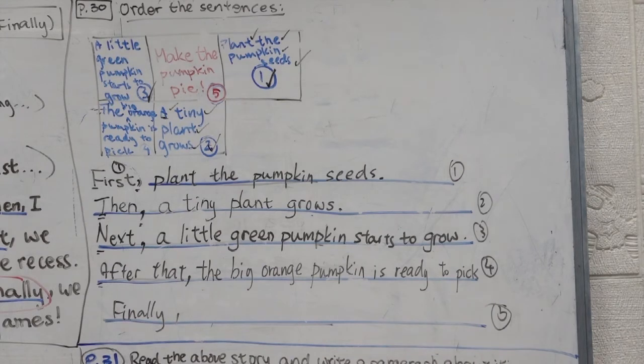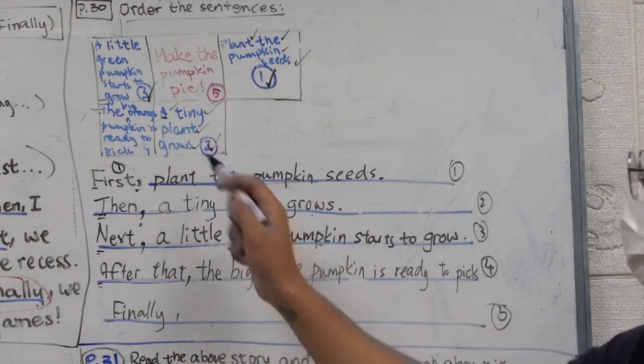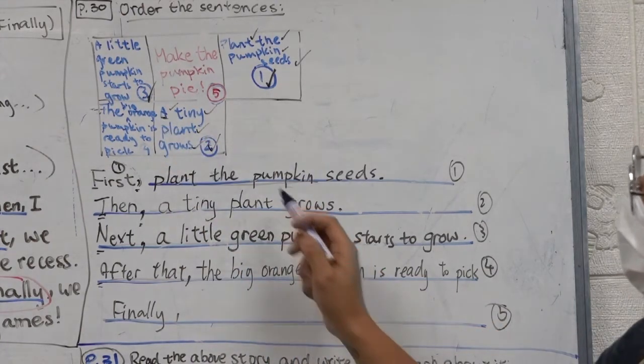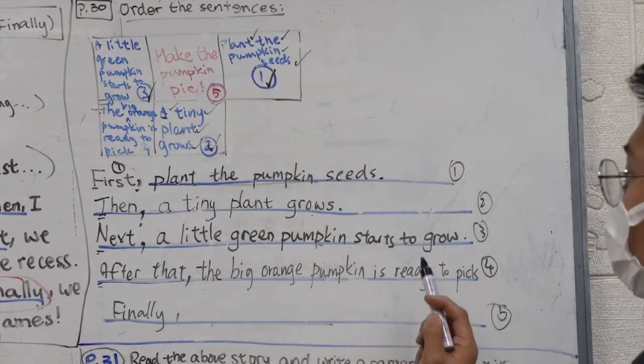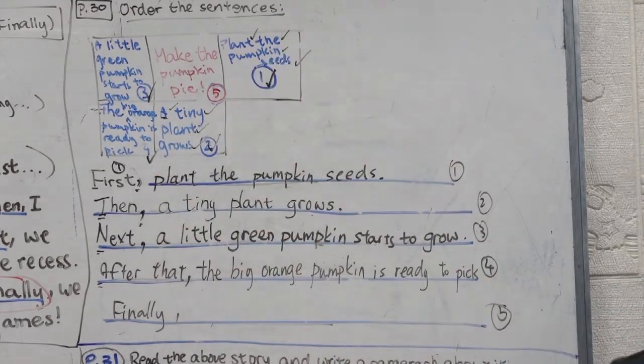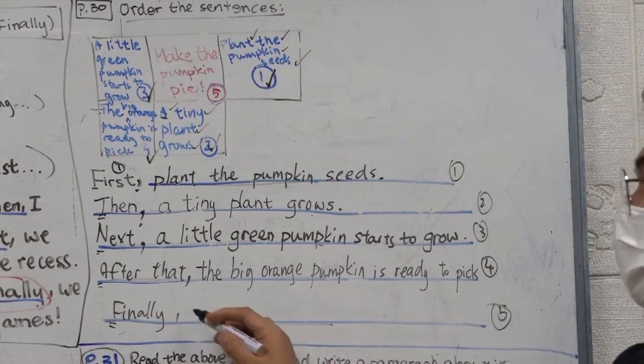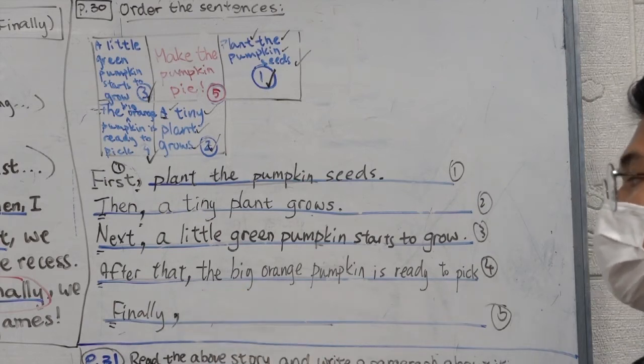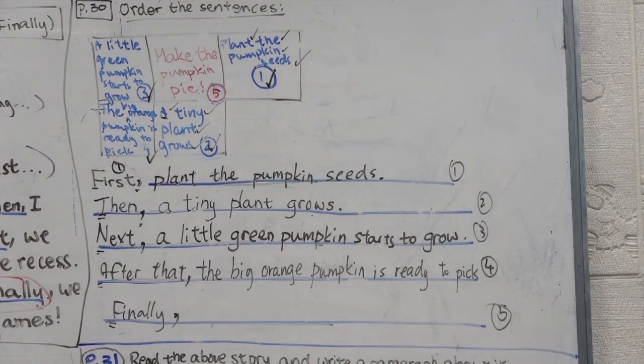The big orange pumpkin is ready to pick. Now let's check if it's correct. The, yes, big orange pumpkin is ready to pick. Very good, all correct. Now, of course, the last one is to make the pumpkin pie, right? So number 5, finally. Now that we have the first word, which is the connector, we will put the capital letter at the first word. Now, please don't forget the comma in between the connector and the rest of the sentence.